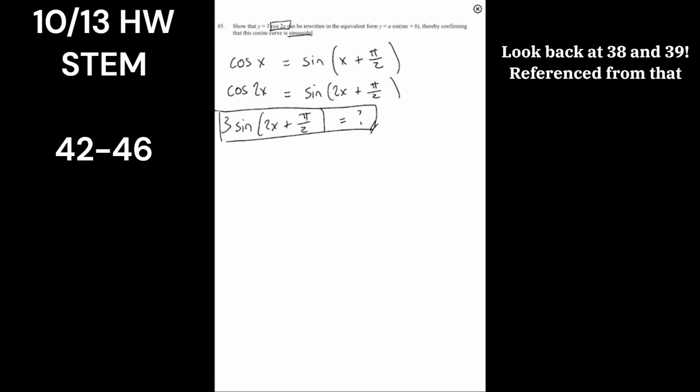Question 45 is pretty simple if you just remember what we did on a previous problem. It's really important to memorize the cosine to sine conversion. So, just to make sure that I'm right, I'm going to graph my answer.